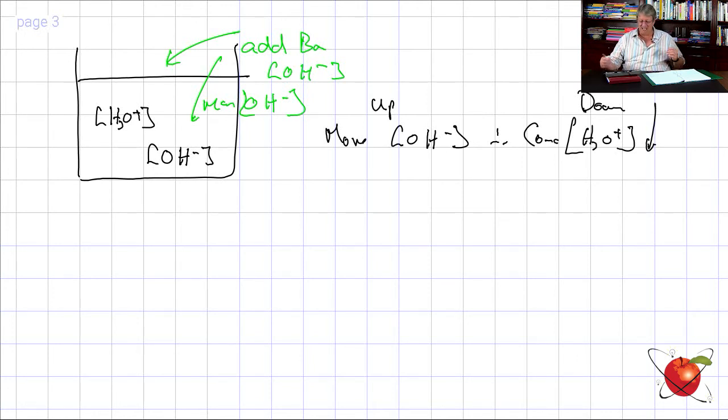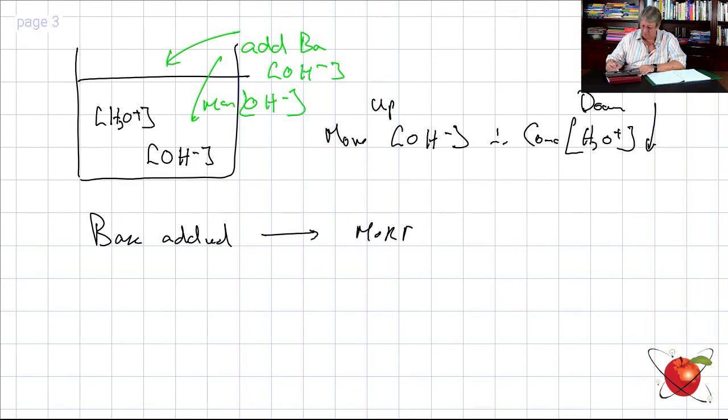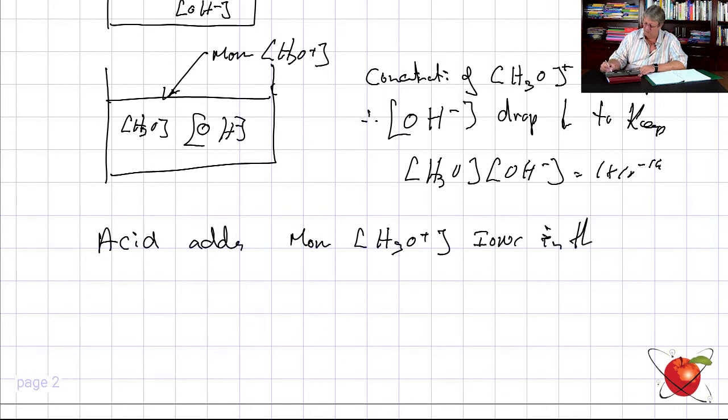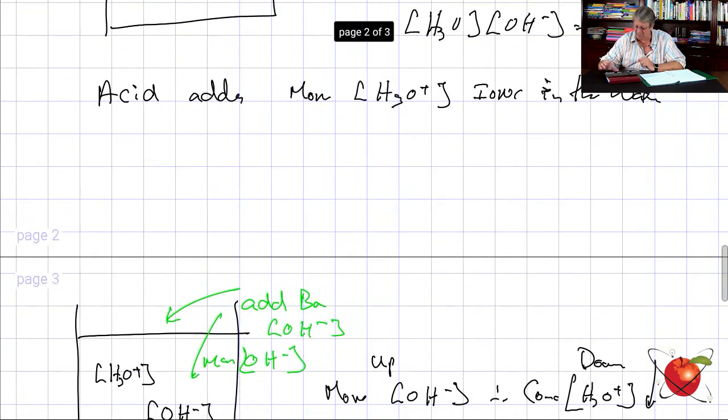So if I add a base, I will end up with more OH minus ions in the water, and with an acid added, we get more H3O plus ions in the water. Absolutely straightforward logic.